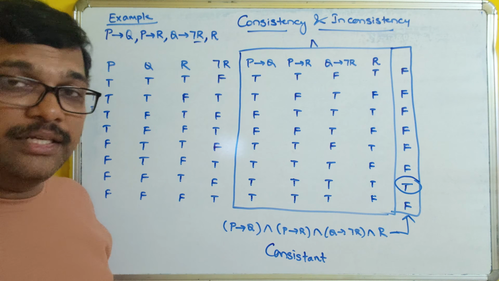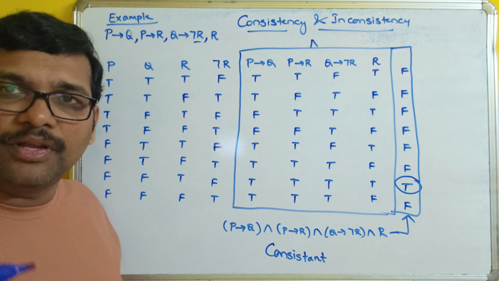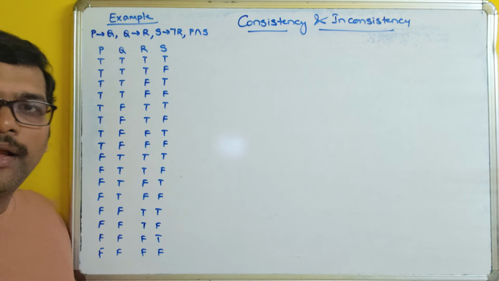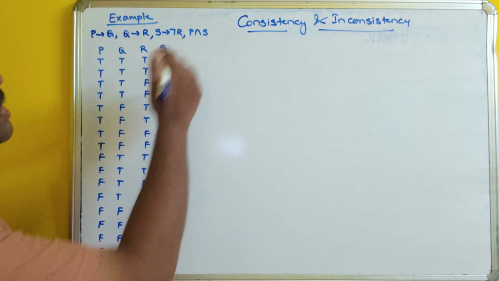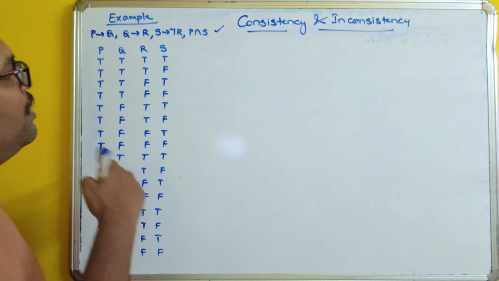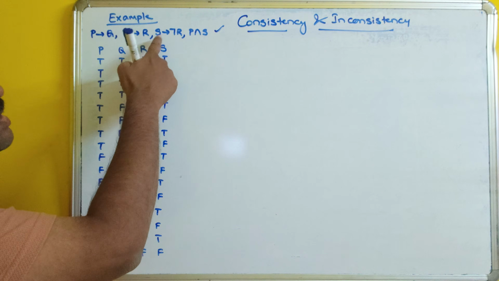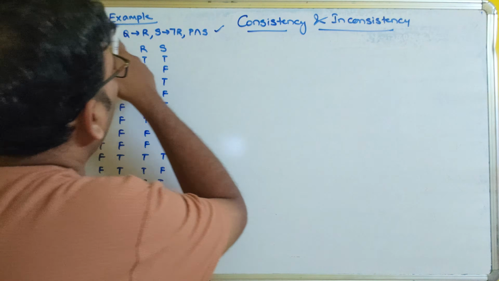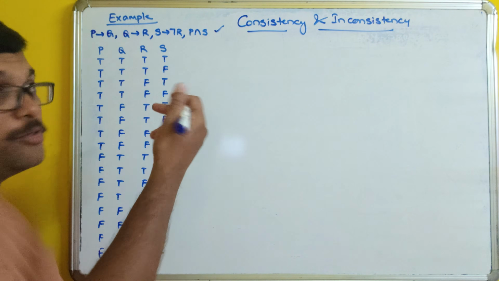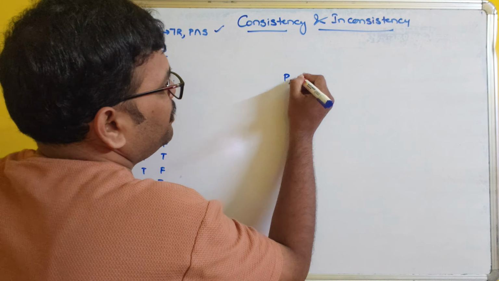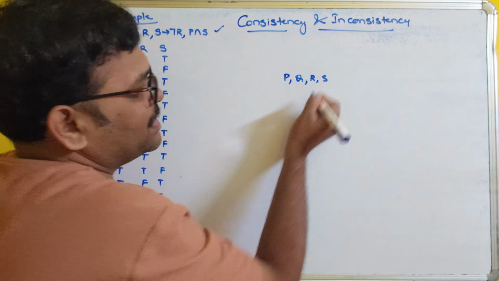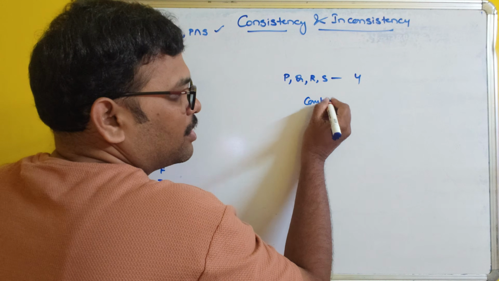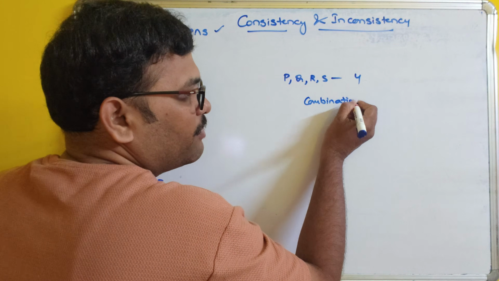Okay, next we'll take one more example and we'll check. So let us consider this one. Here we are having P implies Q, Q implies R, S implies negation R, and P and S. How many propositions are there? 4 propositions: P, Q, R and S. So how many combinations will there be in a truth table?